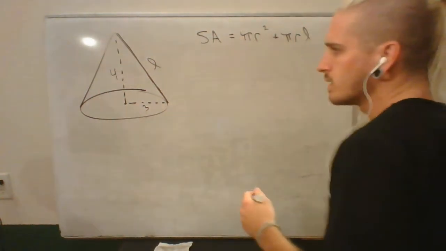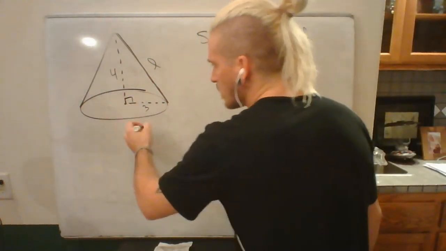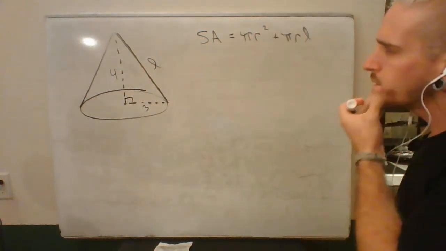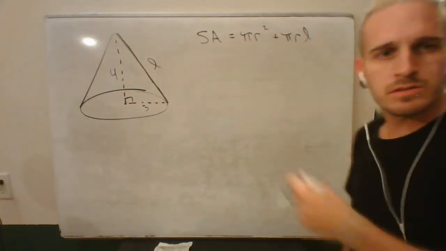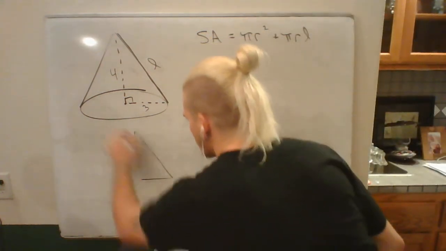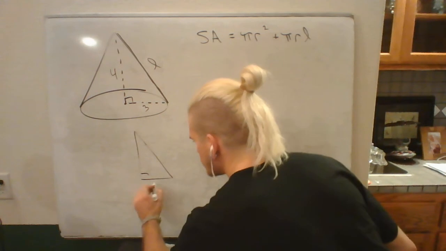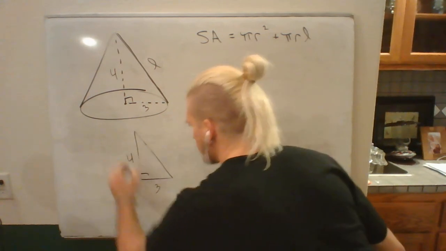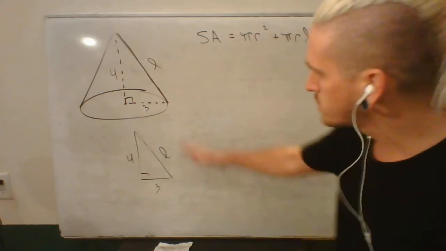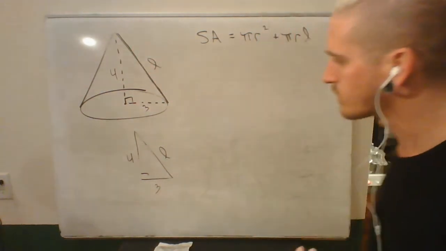4. Now this is a right cone, so this is a right angle down here at the bottom, and you may notice that this makes a right triangle. So let's draw that down here separately. We have a right triangle, and the base of that triangle is 3. The height of the triangle is 4, and we need to find the hypotenuse of the right triangle, which corresponds to the slant height of the cone.